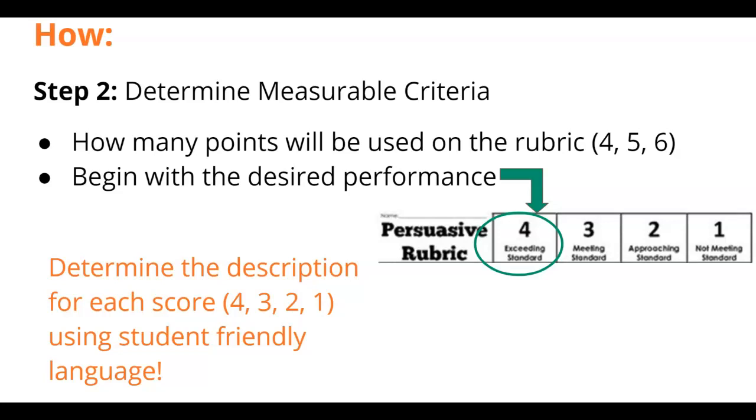I need to next determine the description for each score. What language am I going to use to let students know and to remind myself what constitutes a score of 4, a score of 3, and a score of 2 or 1 for each of those criteria or components that I've determined.